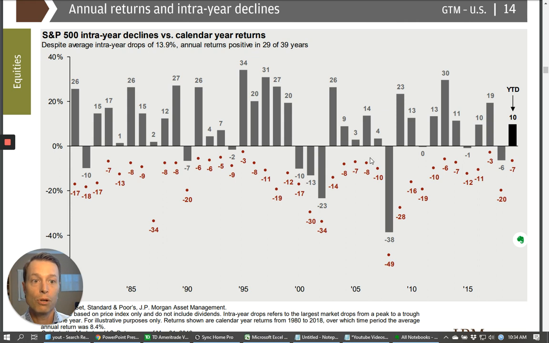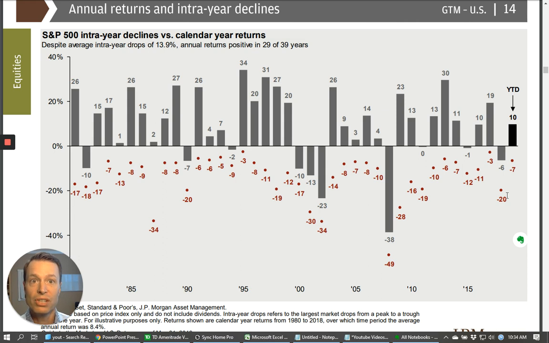So for example, go back to our 2008 example, the calendar year was down 38%. However, during that year, it actually fell 49% at one point during the year. Look at something more recent, like this year, for example. It was down 7% this year. However, year to date, we're tracking at a positive 10.